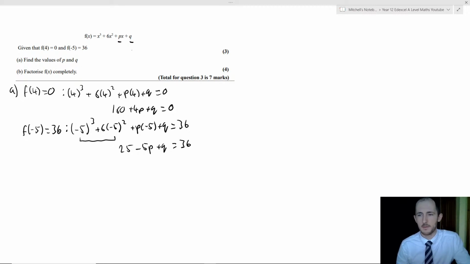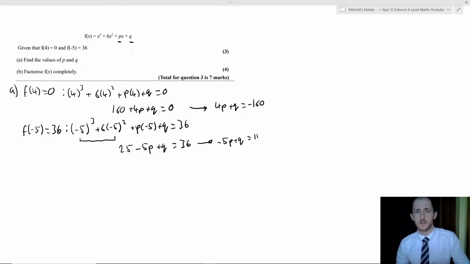Cool. What might help is if we put all the numbers to one side for both of these expressions. So let's do that quickly. And for this one, that would be minus 5p plus q equals 36 minus 25 is 11. Okay, so we have two unknowns and we have two equations. So we can do simultaneous equations. If you ever hear two unknowns and two equations, it's always simultaneous.